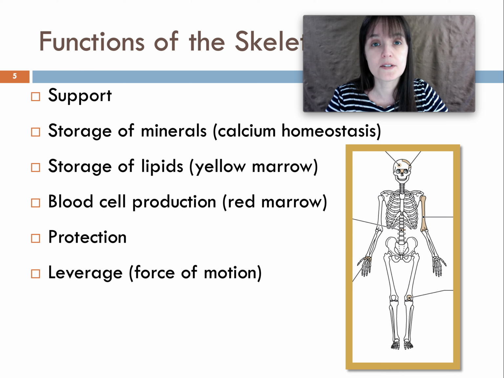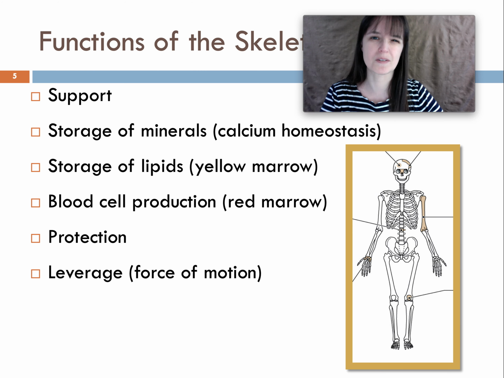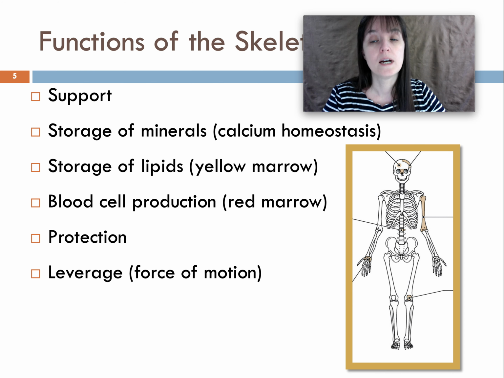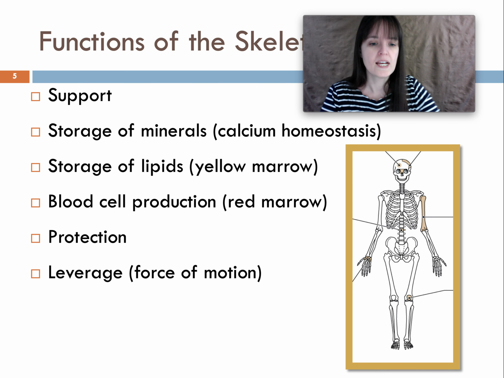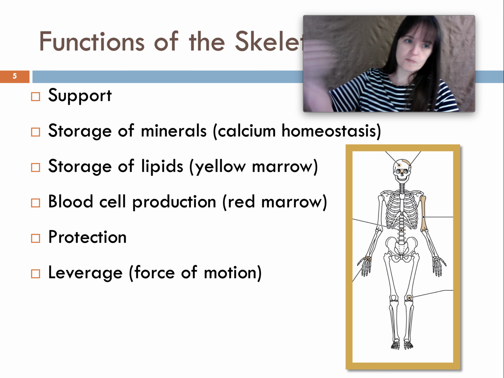The centers of the bones are the marrow cavities. There are 2 kinds of marrow. Yellow marrow is mostly stored fats for energy. Red marrow is where the red blood cells and most of the white blood cells are made. That part's sort of next semester, but we'll get there. Protection and leverage to move stuff.